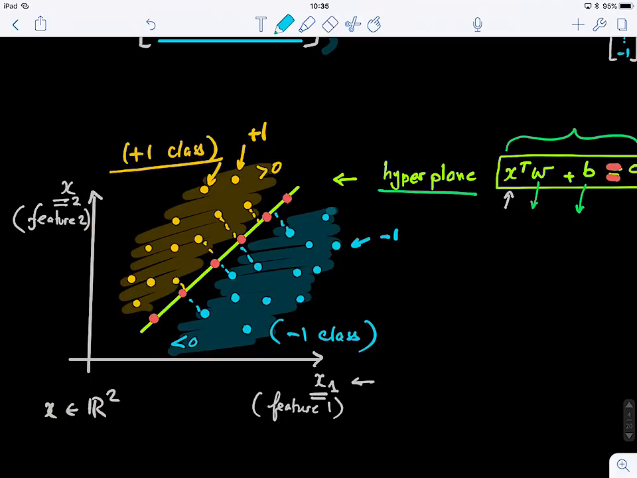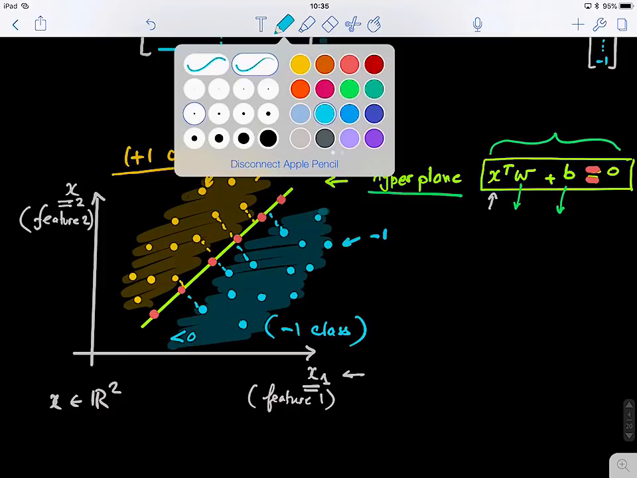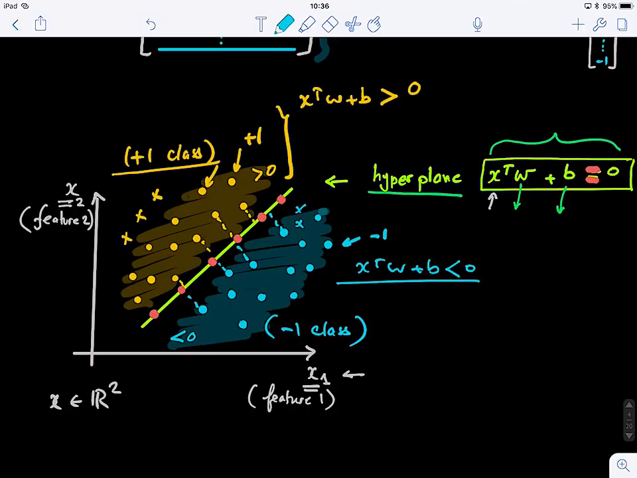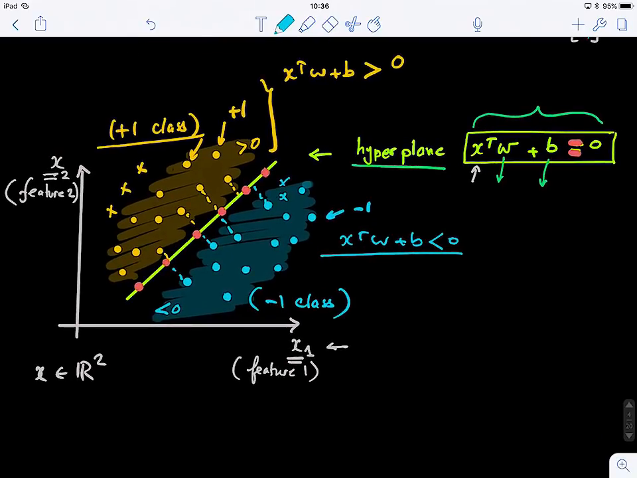But if you know, all points that lie above the hyperplane satisfy this inequality: x^T w + b is strictly positive if they lie above the plane. And all points that lie below the plane satisfy this inequality: x^T w + b is negative. So next, if we want to formulate this classification problem, we need to satisfy two conditions. What are these two conditions?